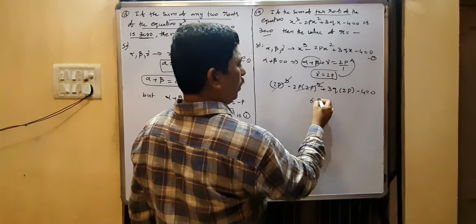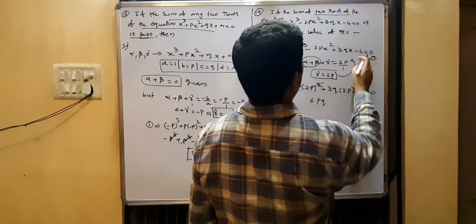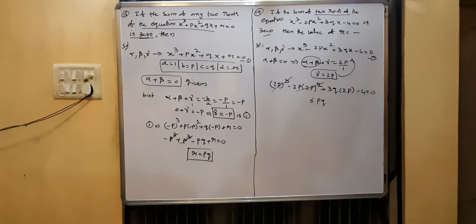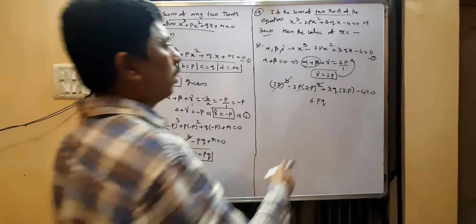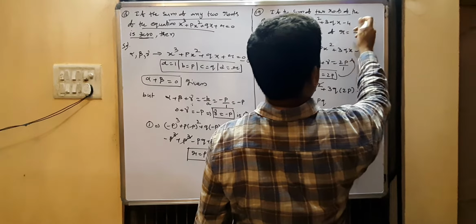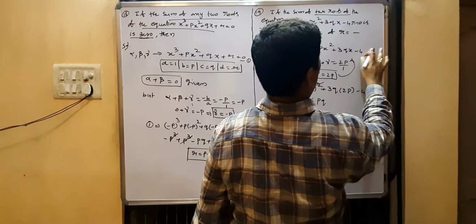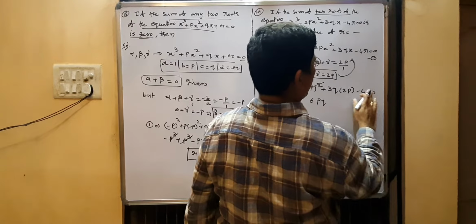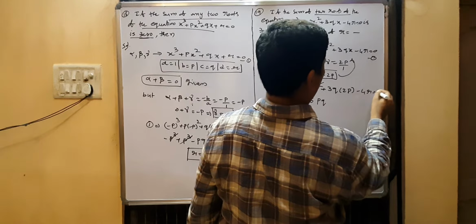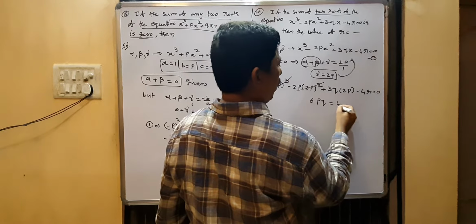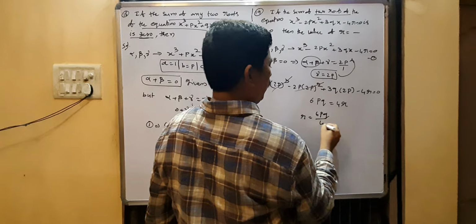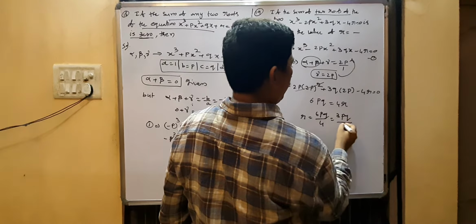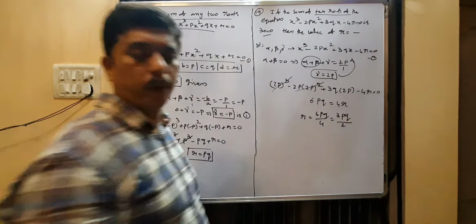So 6pq, I think this is the r, just one minute. 4r equal to 0, so 6pq equal to 4r. So r equal to 6pq by 4, that is 3pq by 2. Copy that problem.